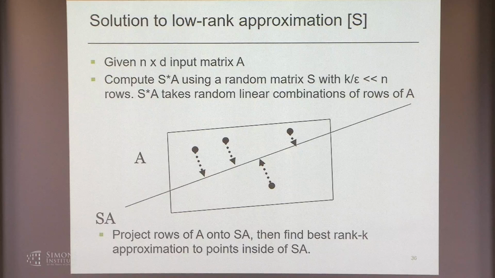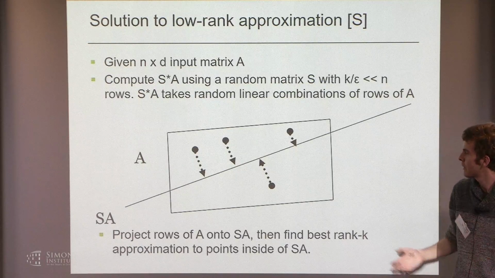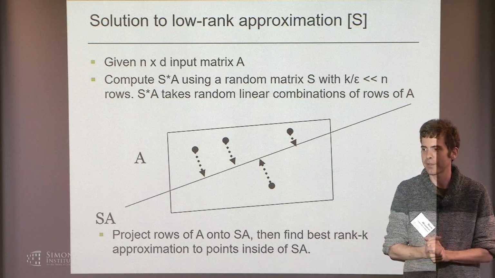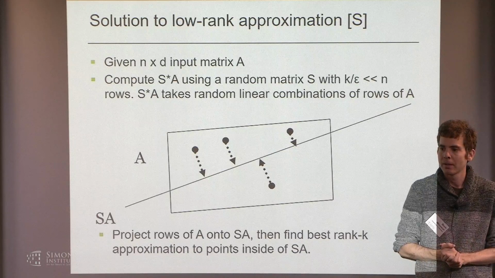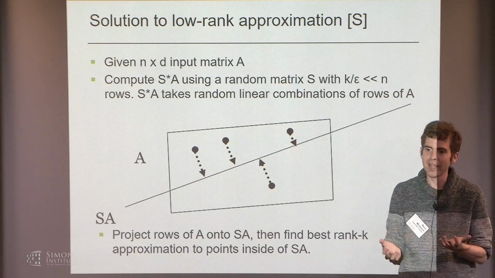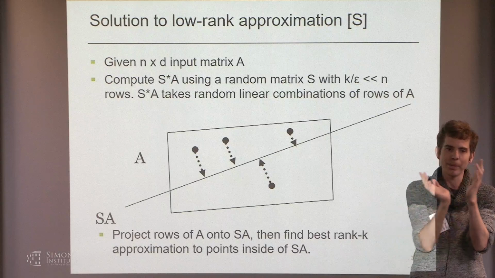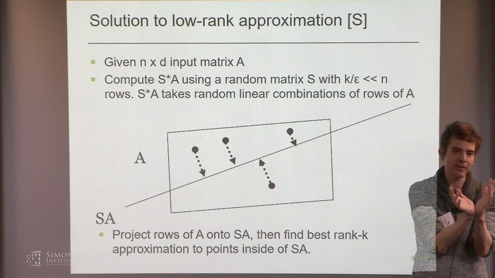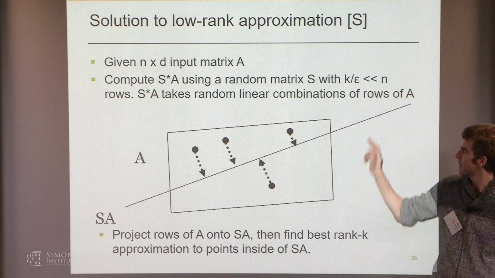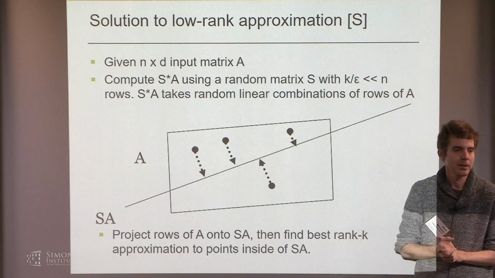Now what have we gained by doing this? We still have n points, but now instead of living in R to the D, they live in this very low dimensional subspace, this k over epsilon dimensional subspace. If you remember the SVD, the time is like number of points times dimension squared. We still have n points, but the dimension, instead of being D, is now k over epsilon.